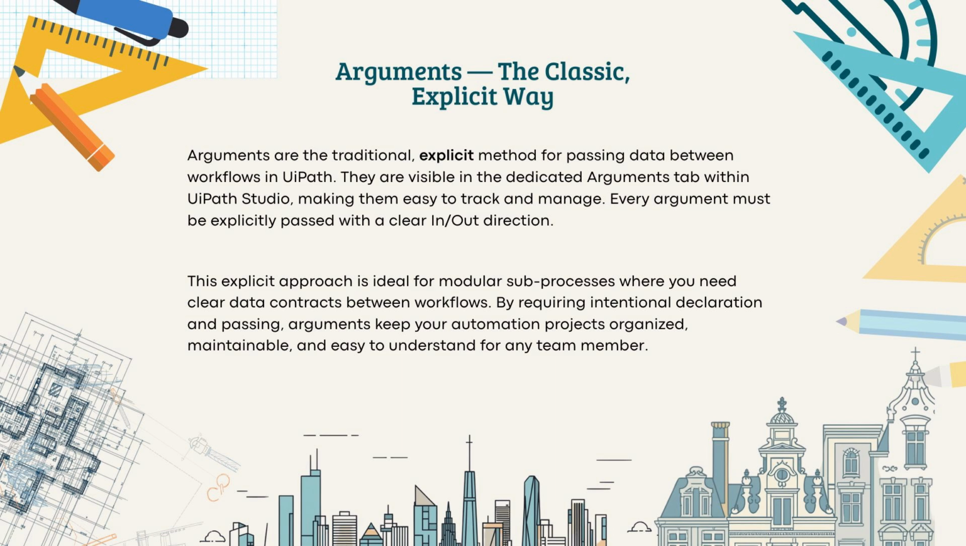So in technical terms, what is an argument? Arguments are the classic way to pass data between workflows. They are explicit in nature, and you see exactly what goes into the workflow and what comes out of the workflow. You use arguments when you have specific sub processes where you want to keep things modularized.